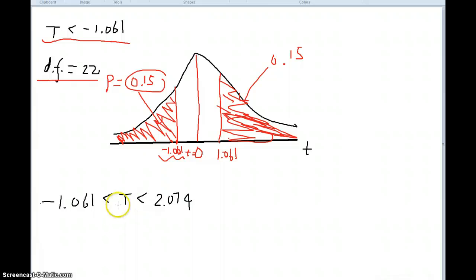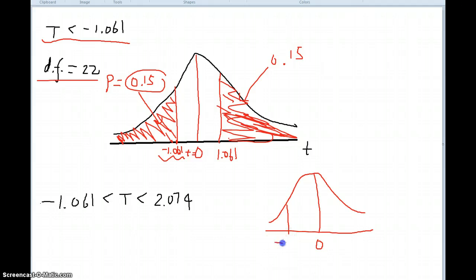And we can look at another example. What if we want to find the area between these two values? So if I draw another picture right here quickly, in the middle, that's 0, and for the t-value on the horizontal line, we have negative 1.061 and the positive 2.074. So t is between these two values.